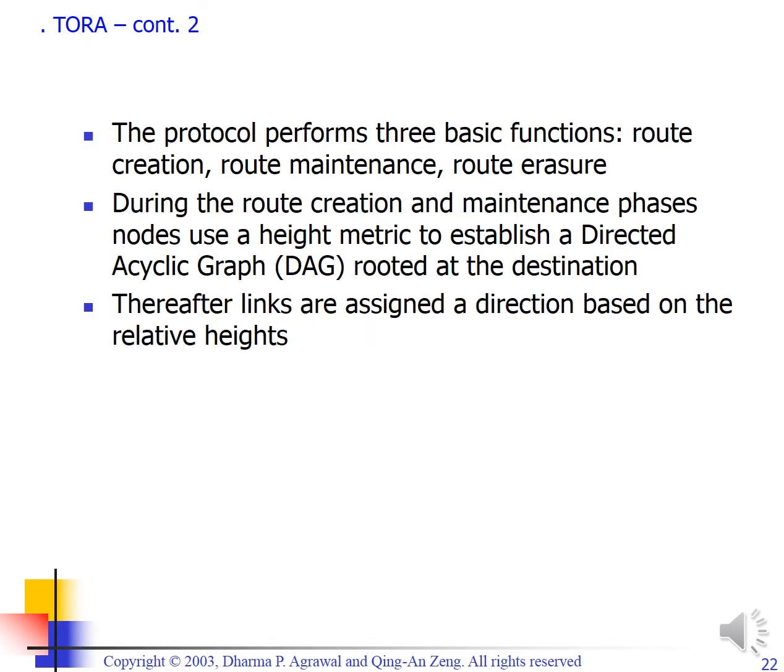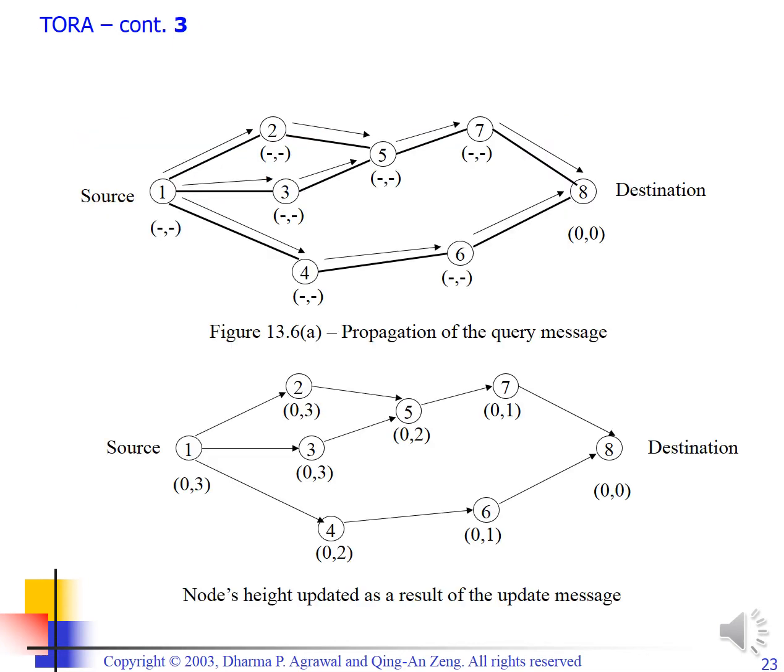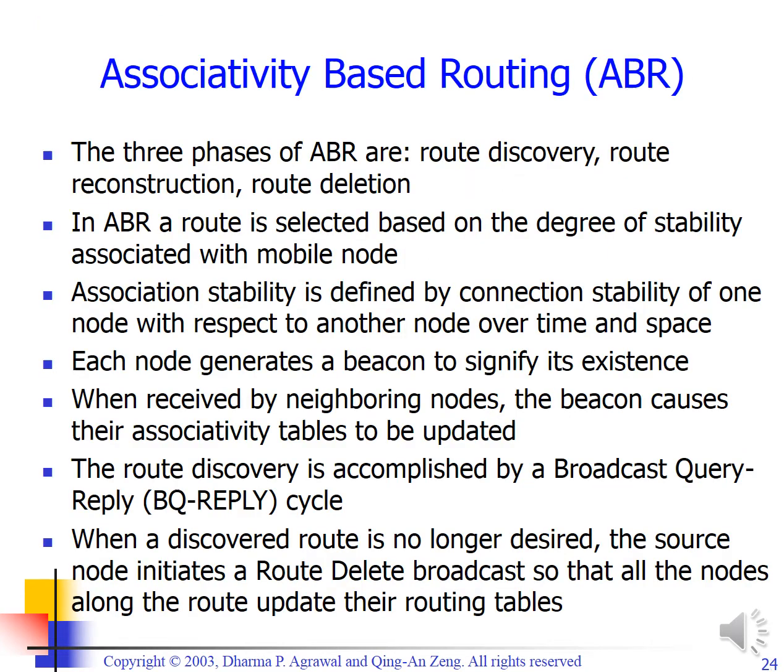The protocol performs three basic functions: route creation, route maintenance, and route erasure. During the route creation and maintenance phases, a node uses a height metric to establish a directed acyclic graph rooted at the destination. Thereafter, links are assigned a direction based on relative heights. Propagation of the query message is shown, and the node's height is updated as a result of the update message.